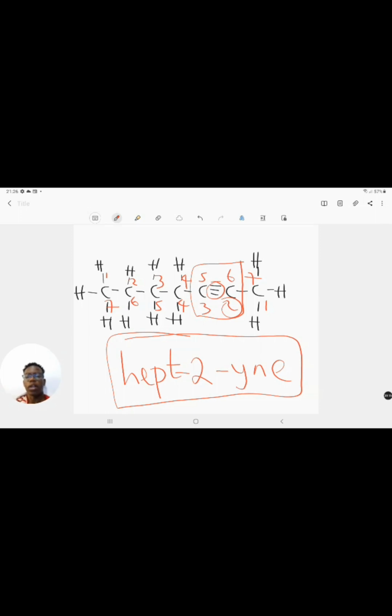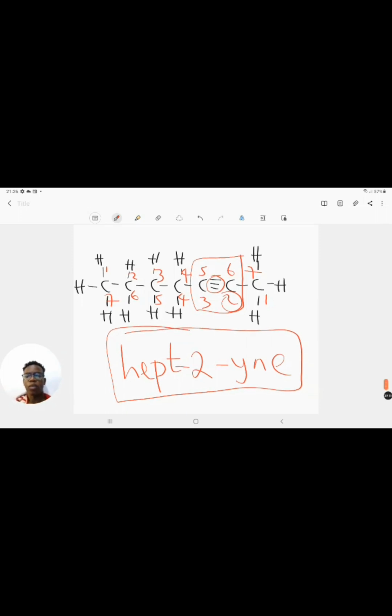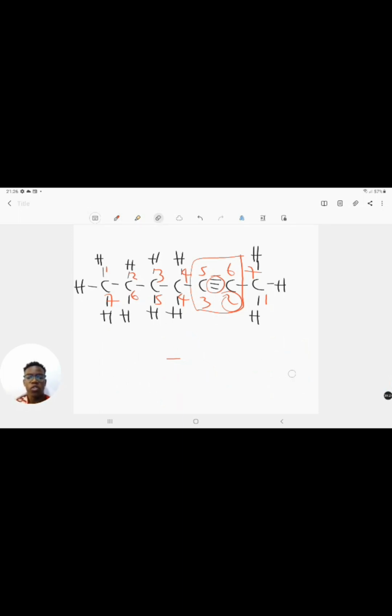You'll get your full marks, just like that. Now, what if this triple bond was somewhere else? Let's remove this triple bond and put it somewhere else.